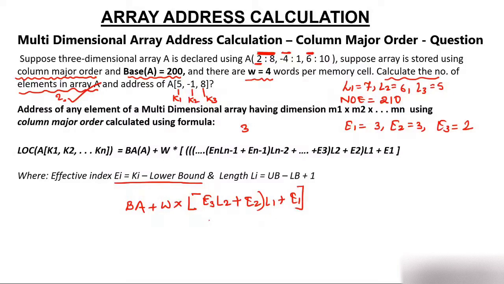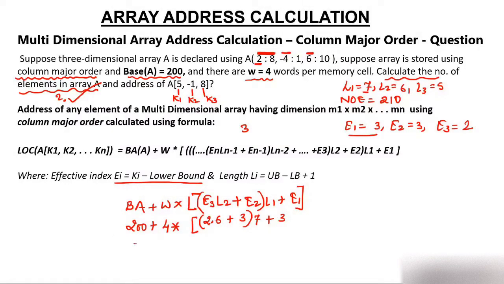Now you have everything in your hand. Now you put the values in the above formula. Base address 200. What is W? 4, into what is E3? E3 is 2. So you put 2. Into L2. What is L2? L2 is 6. What is E2? 3. Now multiply with L1. What is L1? 7. Now add E1. What is E1? E1 is 3. So 3, L2 is 6 and L1 is 7.